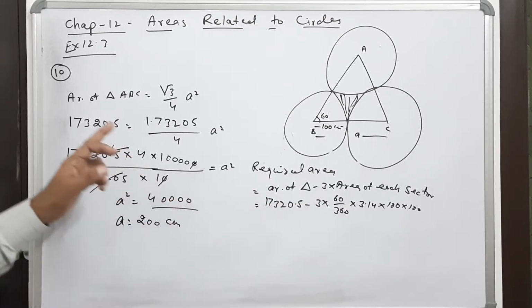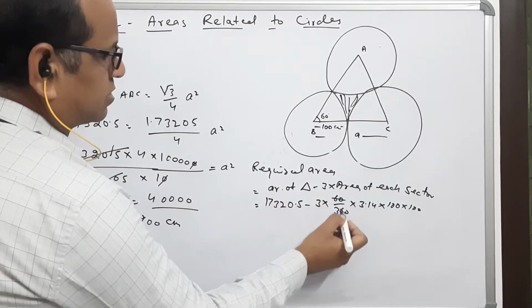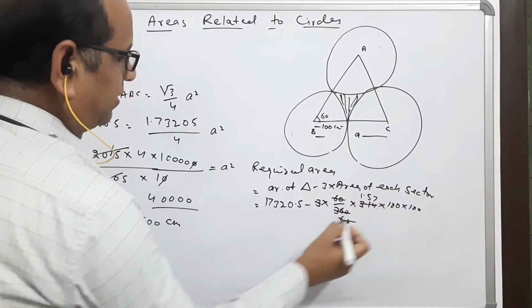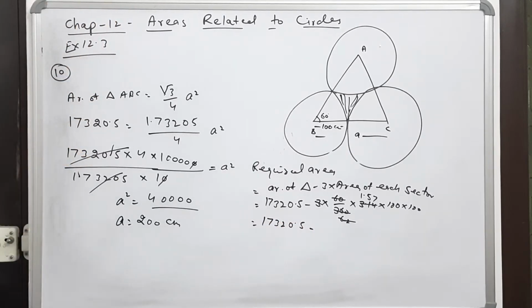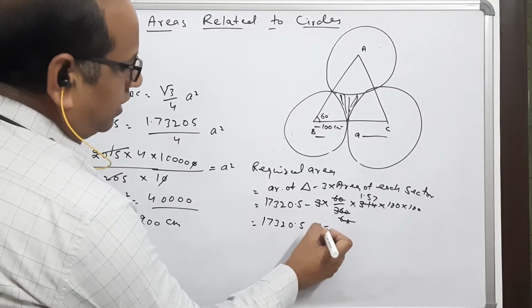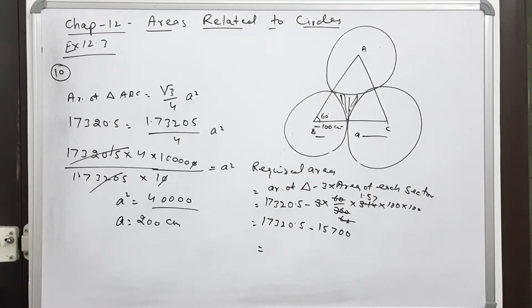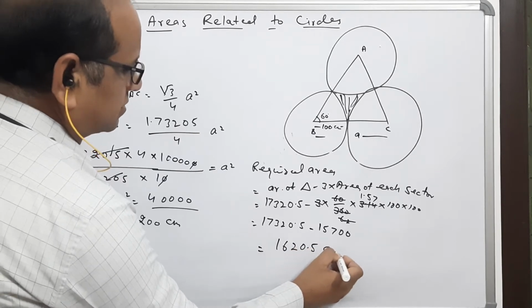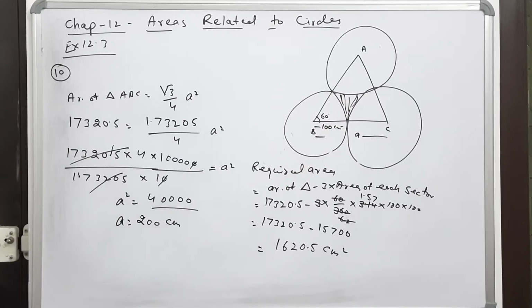That is the special part. And the value of root 3 is also given here. So here this will be 6 times, then it is 2 times, and if you multiply it is 1.57. So final answer is 17320.5 minus 15700. That will be the answer, and if you subtract this, the answer will be 1620.5 centimeter square. That is the area of this shaded region. So I hope this sum is clear to you.